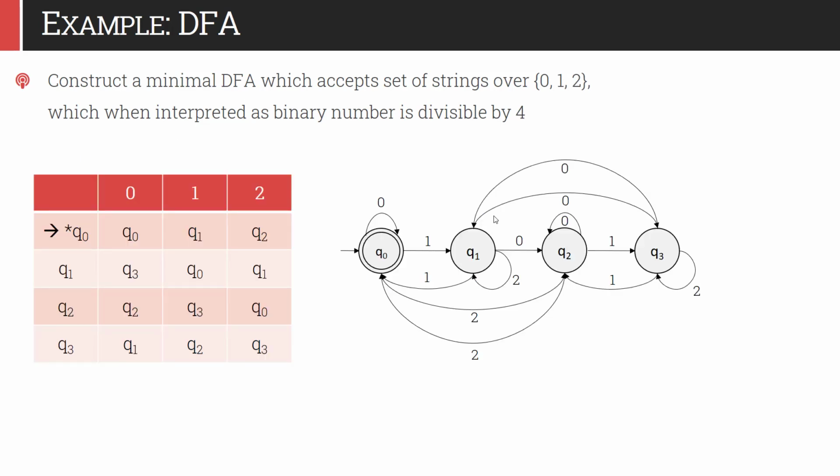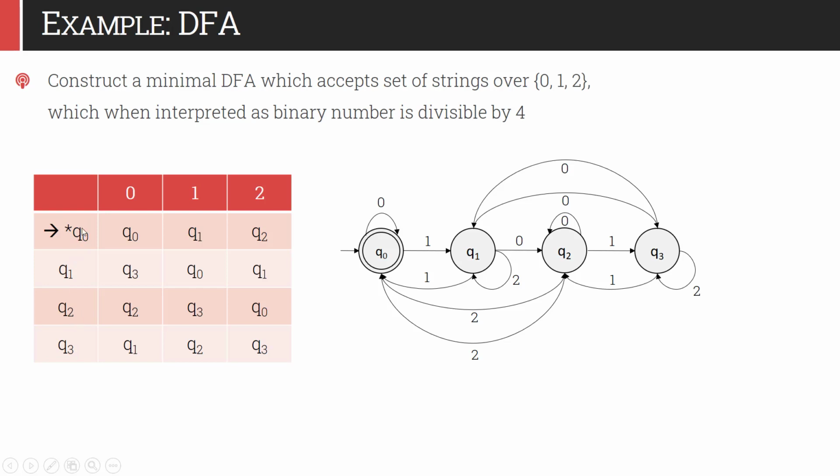Construct a minimal DFA which accepts the set of strings over 0, 1, which when interpreted as a binary number is divisible by 4. This would be very tricky if we go by that decimal to binary table, but there is an easier way. We have observed the pattern that whenever we have a number which is divisible by some k, we have to start with Q0, Q1, Q2 up to Qk minus 1. Then we have to keep repeating that pattern. Here we have to put all the states in order.